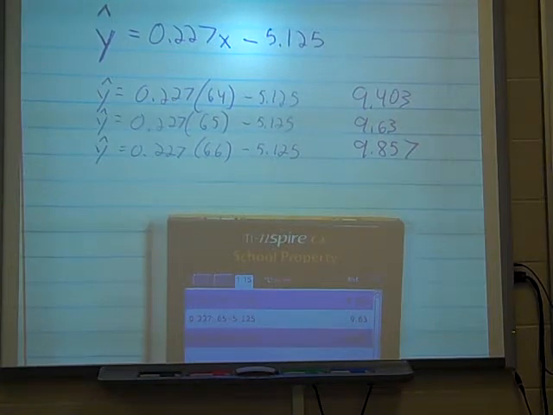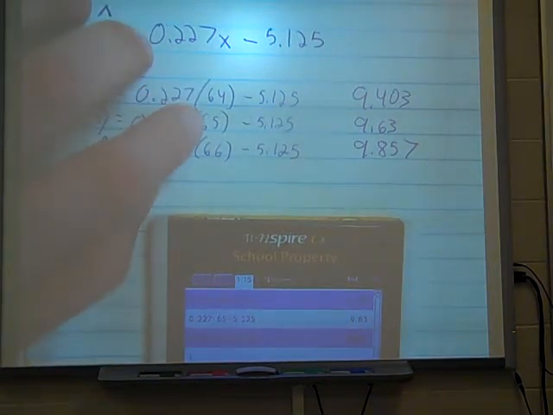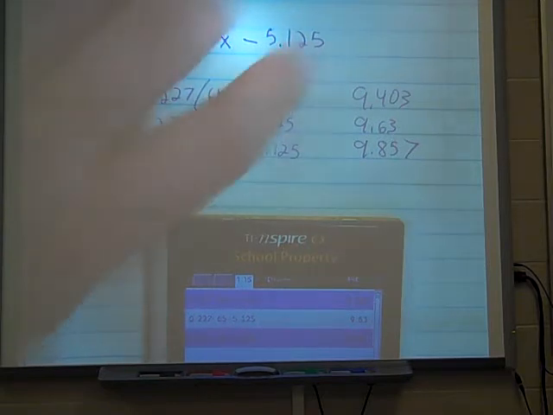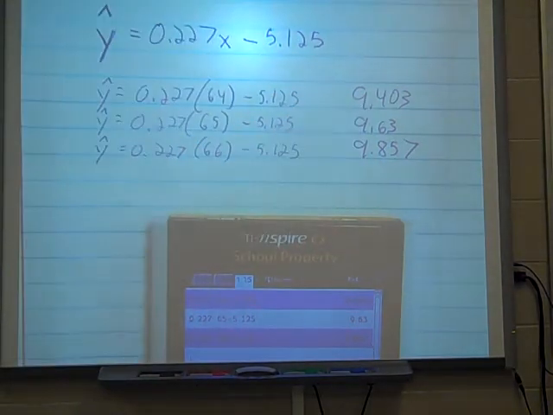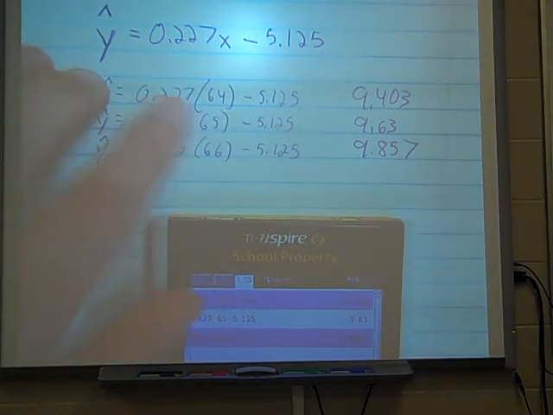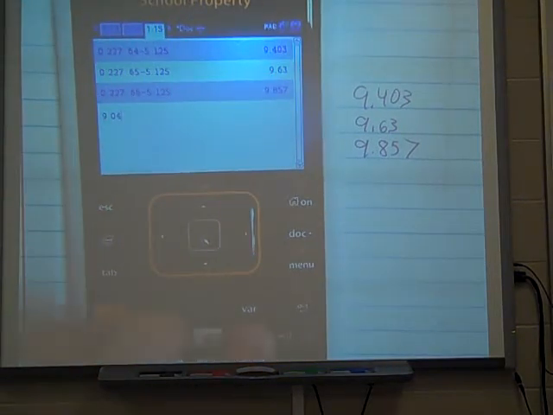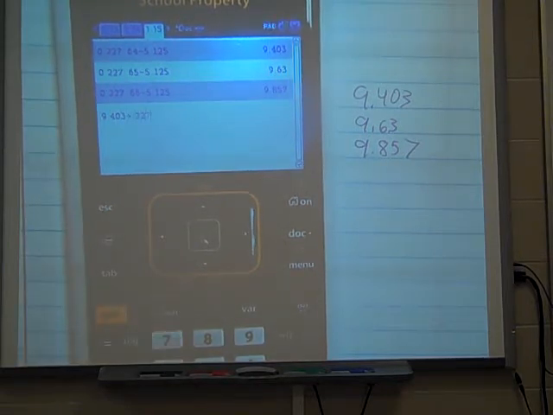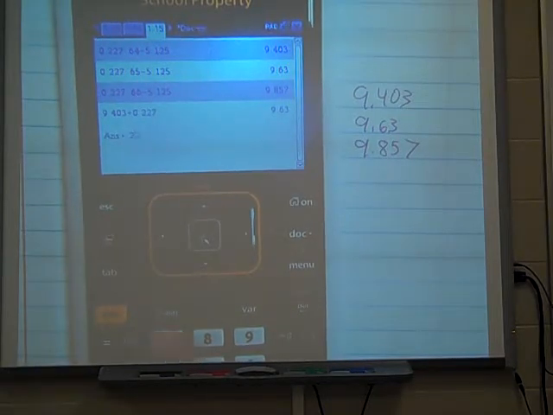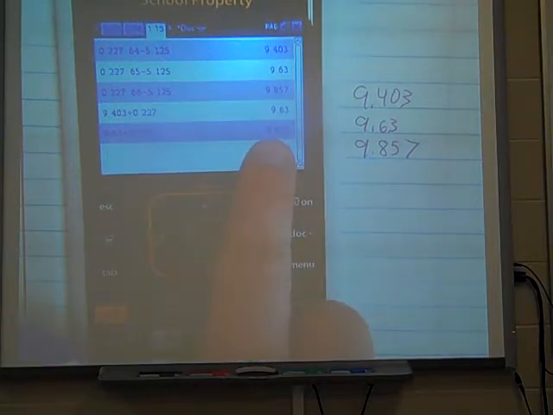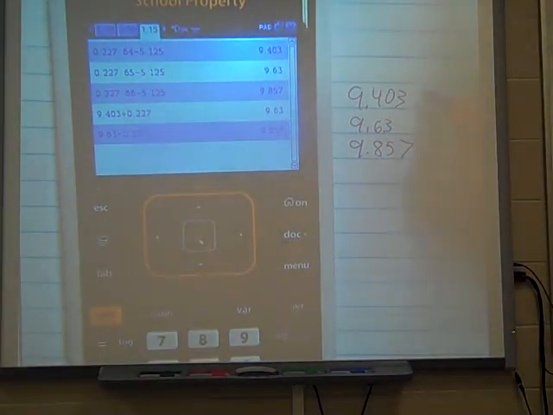So as our height goes up by 1 inch, what's happening to our right foot length? How much is that going up by? Well, what are we multiplying our inches by? 0.227, right? Well, let's see if that actually works. If I start with 9.403, and I add 0.227, oh, there it is. There's my 9.63. And if I do that plus 0.227, well, then I get the 9.857 that I got right here. So every time, what's happening? As I'm going up, 0.227.